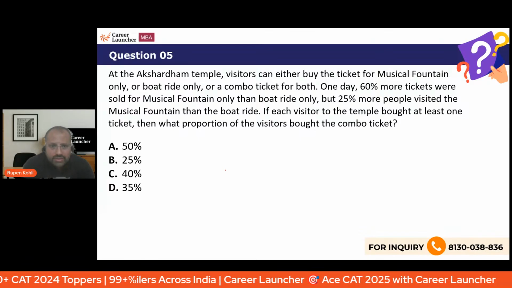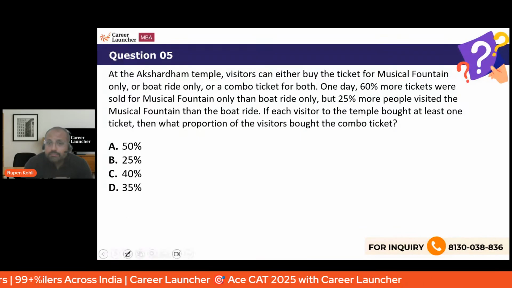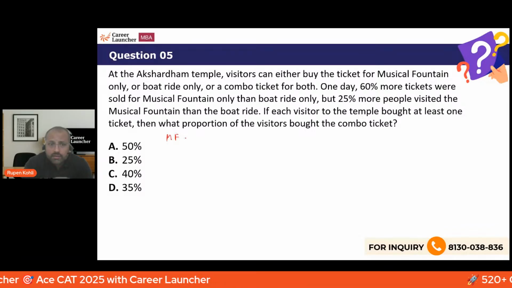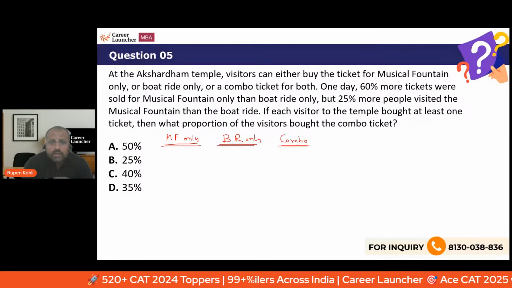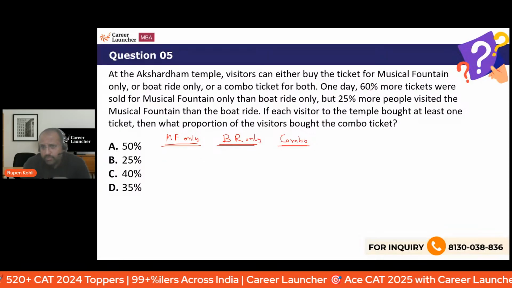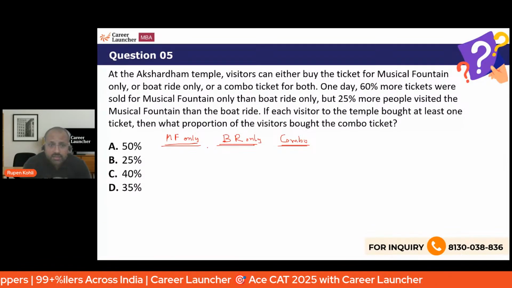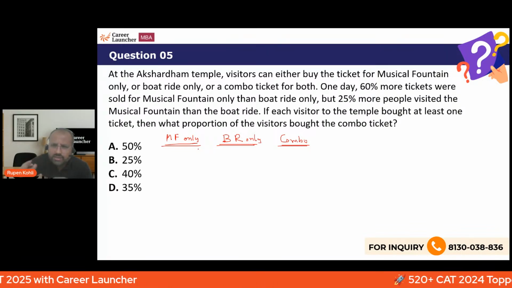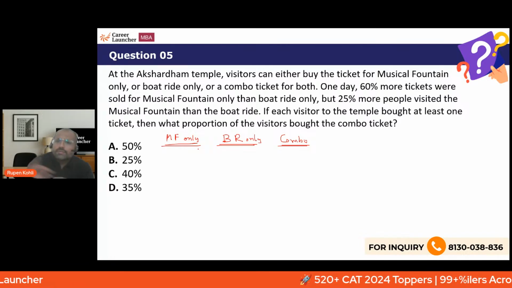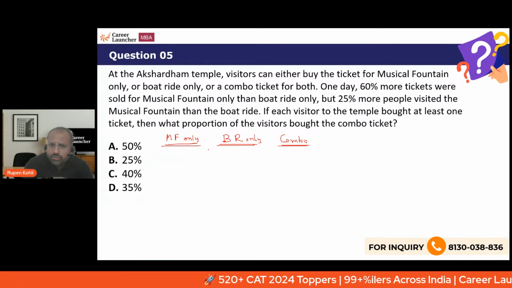Okay. So there are three categories of persons or ticket buyers: those who buy for musical fountain only, those who buy the tickets for boat ride only, and those who buy the combo tickets, right? The first statement about 60% gives us the relation or the ratio of these first two categories. So 60% more means 1.6 times. 1.6 in fraction is 8 by 5. So it defines a ratio of 8 is to 5 between these two.